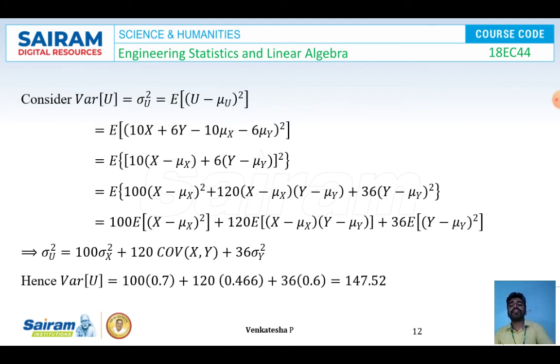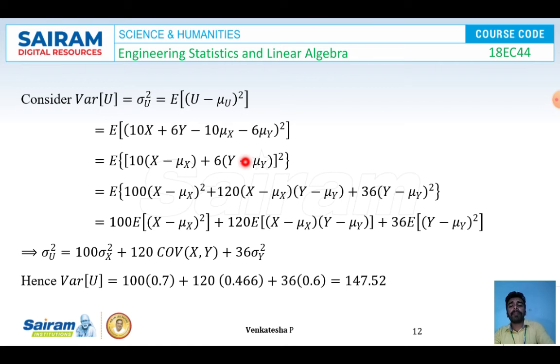The variance of u is given by sigma u square is equal to expectation of (u minus mu) whole square. Replacing u as 10x plus 6y and mu as 10 mu x plus 6 mu y, I got expectation of (10x plus 6y minus 10 mu x minus 6 mu y) whole square. Taking 10 common from these two and 6 common from these two, I got expectation of (10 into (x minus mu x) plus 6 into (y minus mu y)) whole square.